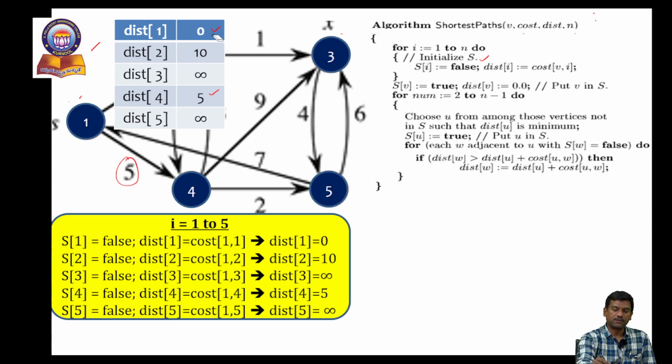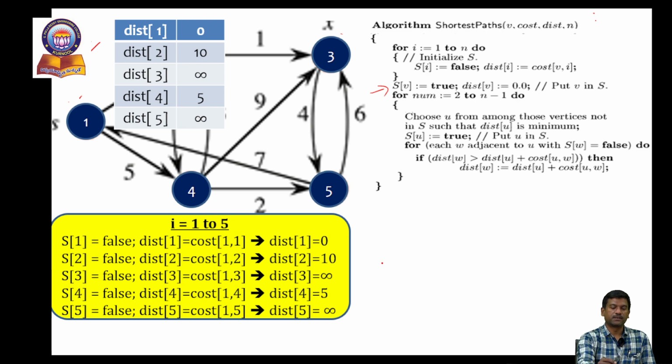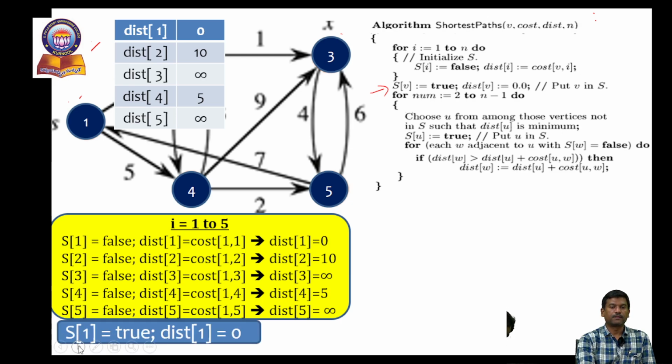So far we have done this kind of iteration. That is, for i equal to 1 to n, this iteration has been completed. Coming to the next step, S of V is equal to true. What does this V indicate? That is the source vertex. What is the source vertex that you have considered? That is V equal to 1. So S of 1 is equal to true.